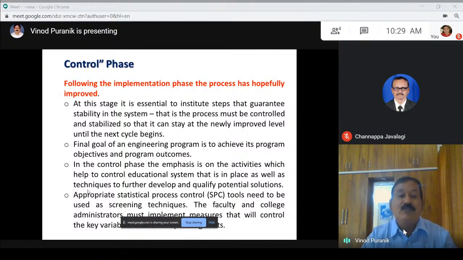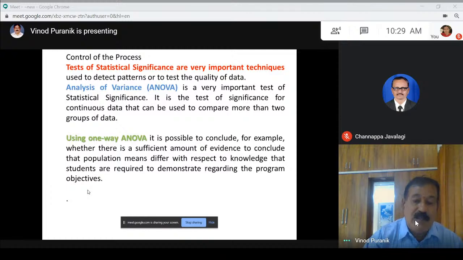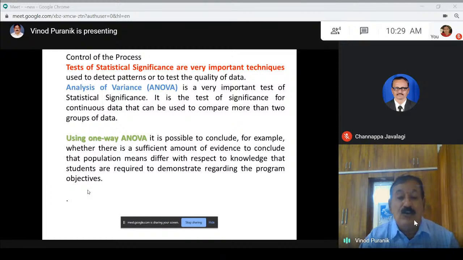So there are many tools available with us to control the process and all the things. There are many tools like ANOVA, which is an important test of statistical significance. It is a test of significance for continuous data that can be used to compare more than two groups of data, and you can even go for one-way ANOVA. So many control tools are available, as we can see, to show how students are required to demonstrate the program objectives.